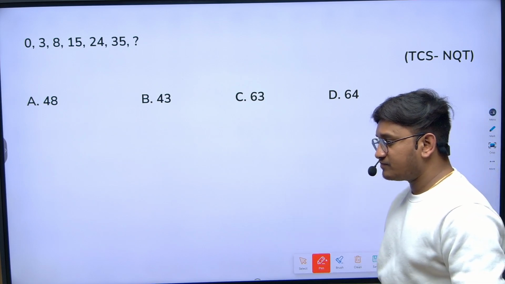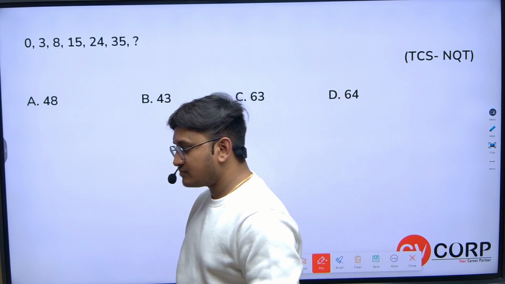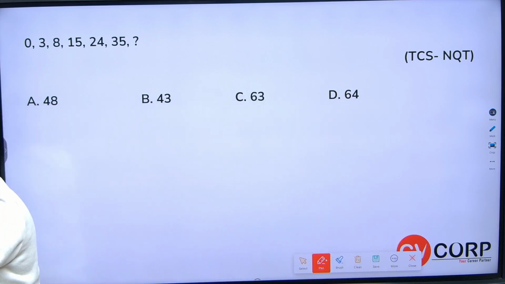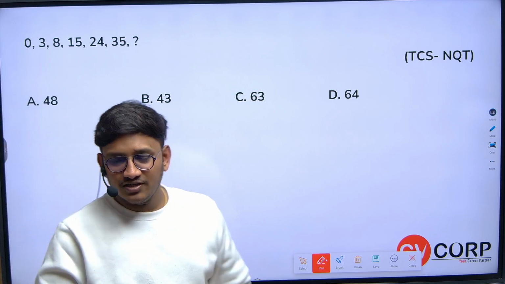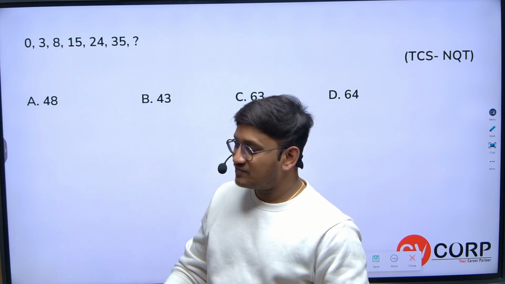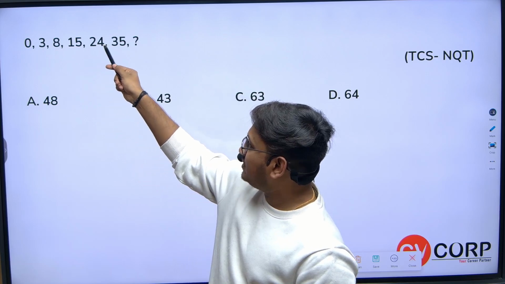I'll give you some time. Yes, if you write the pattern, it will be good. Yes, Ahlad posted n square minus 1. Very good. Yes, exactly. Very good. So here the number series we have is 0, 3, 8, 15, 24, 35.